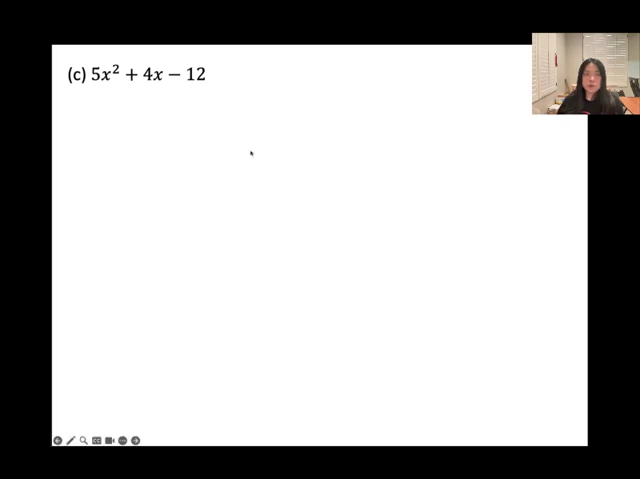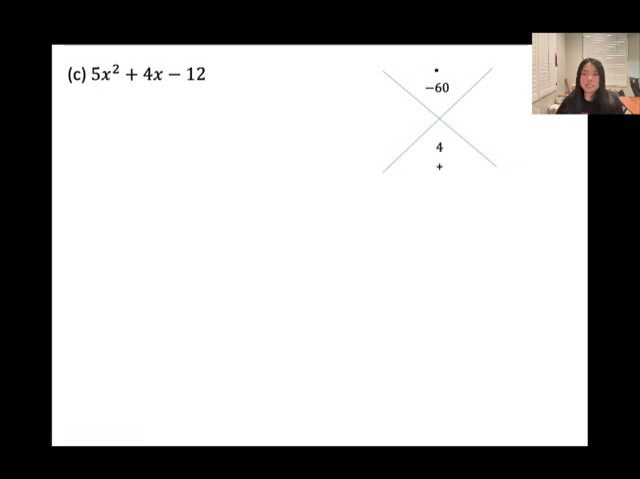Okay, how about when your a is not equal to positive 1, what are you going to do? Let me show it to you guys. I'm still using the x method. There's a little bit of difference here. When you multiply, you need to do 5 times negative 12, which is going to be equal to negative 60. Okay, one more time. 5 times negative 12. And then for the addition, I just put 4 here.